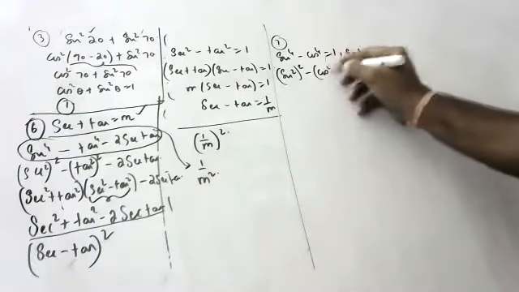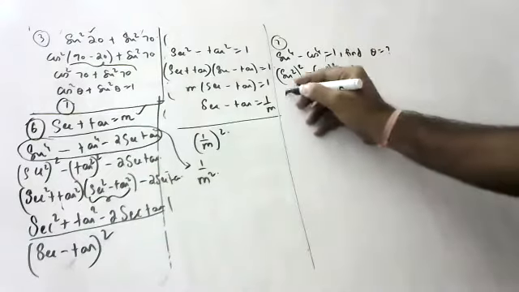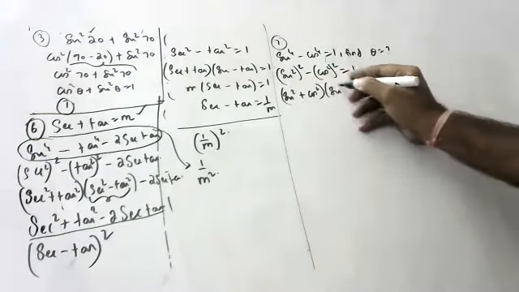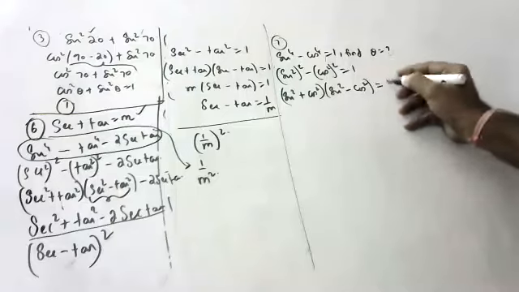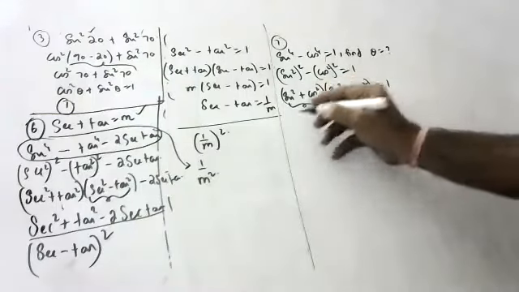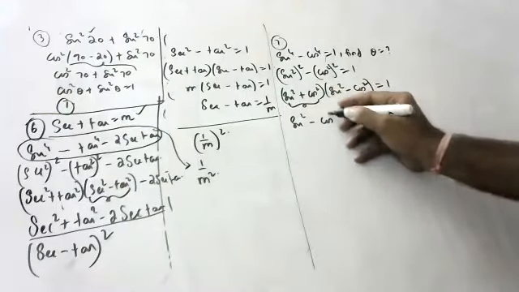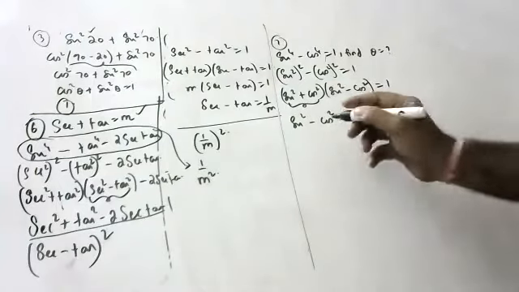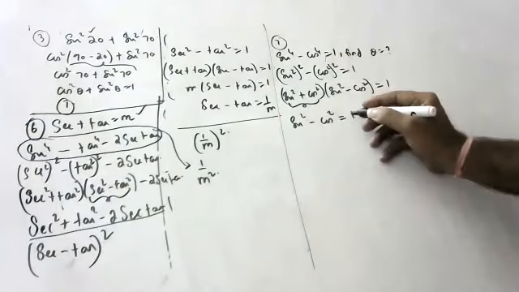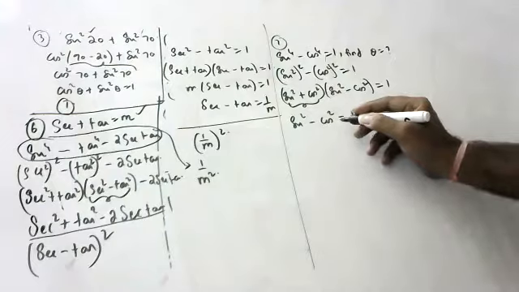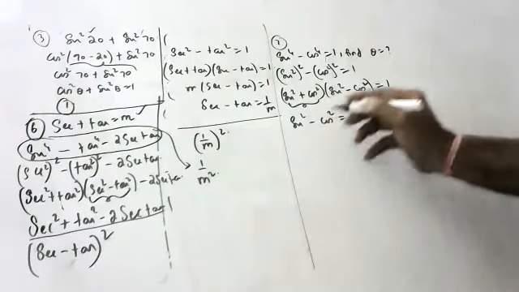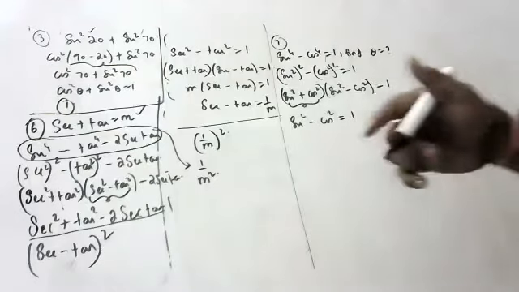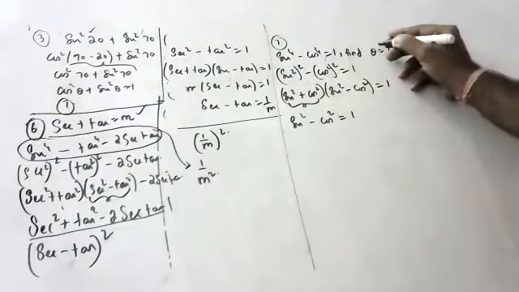Sin square whole square minus cos square whole square equals 1. Sin square plus cos square is also 1, so sin square minus cos square equals 1. What will we do? Sine plus cos into sine minus cos, no use of doing like that. We want the value of theta.